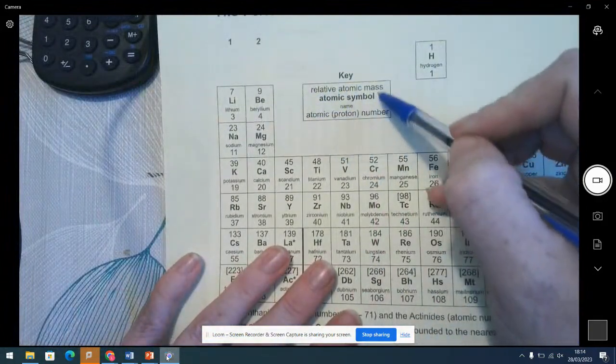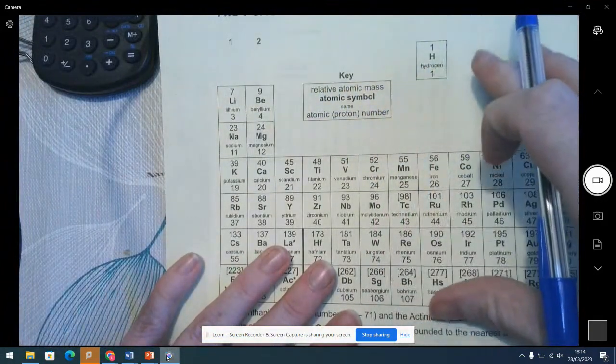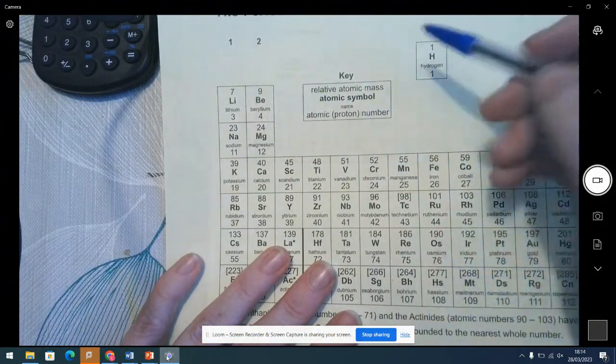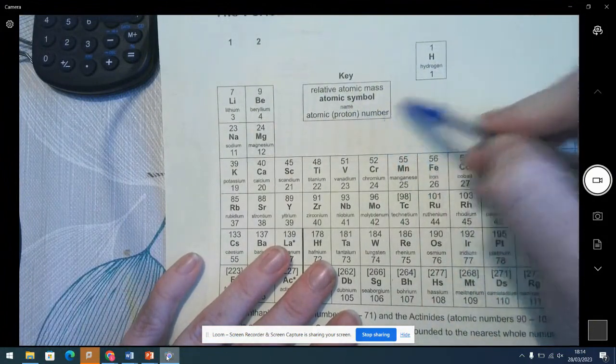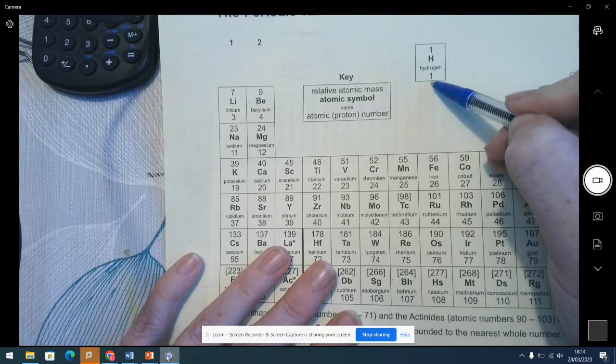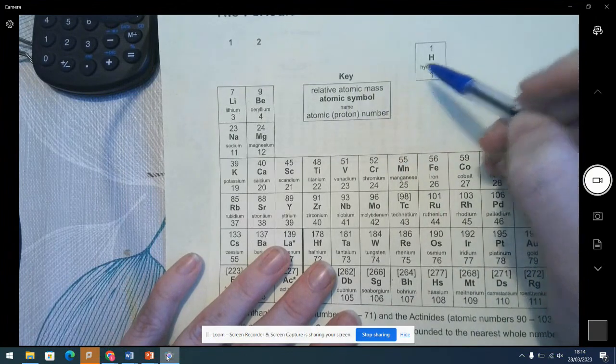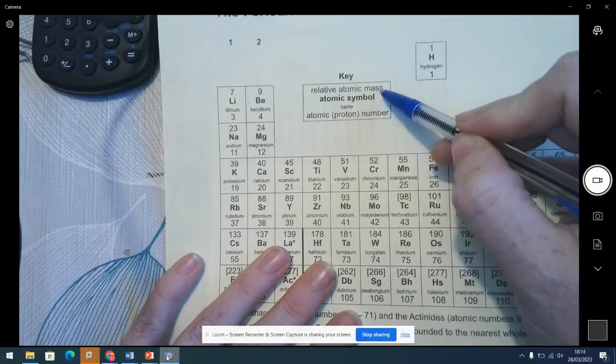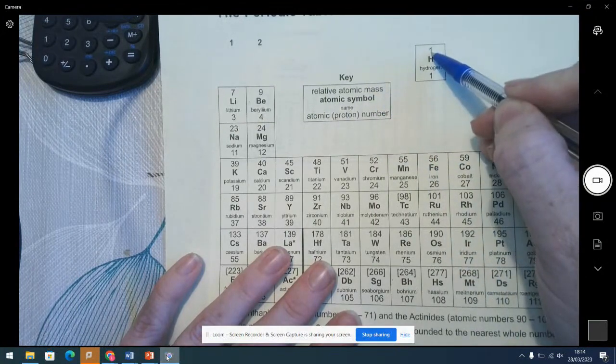You'll see on the periodic table there's a little key, and we do go into a bit of detail on this in the periodic table video. And that key shows the proton number is at the bottom of the element in the periodic table, and the mass of the atom is at the top.